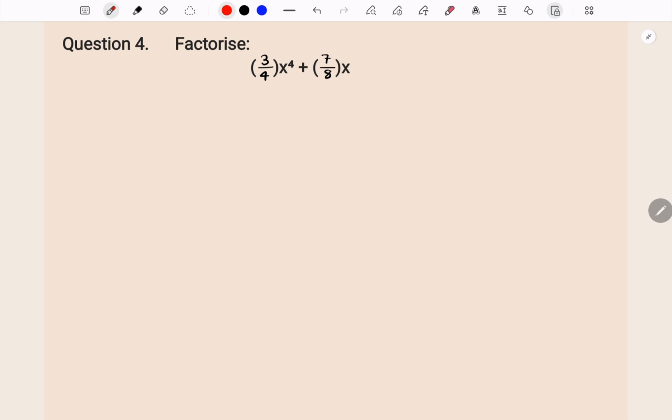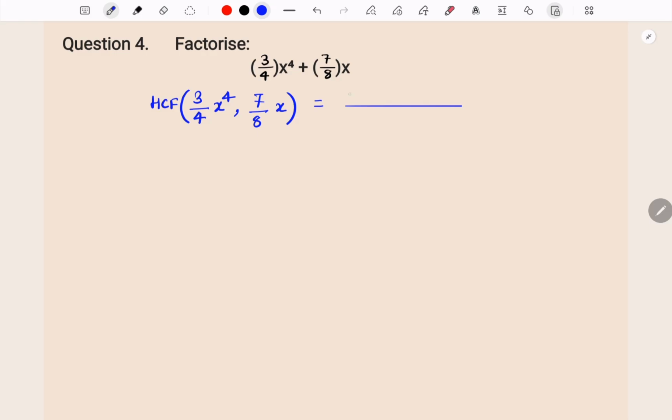Moving on to the next question. Here we need to factorize 3/4 x^4 + 7/8 x. First, we will find the HCF of all the terms in the expression. So I will write HCF of 3/4 x^4 and 7/8 x. Okay, so from the previous example, we already know how we can find the HCF of fractions.